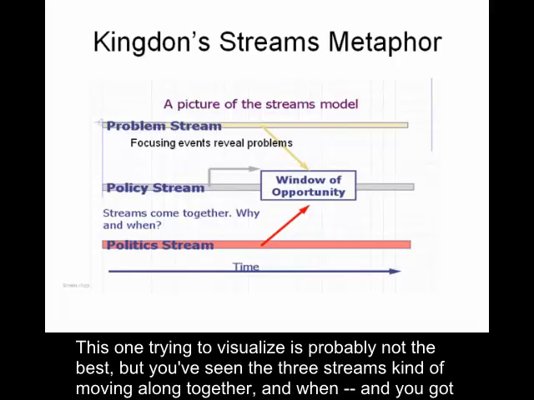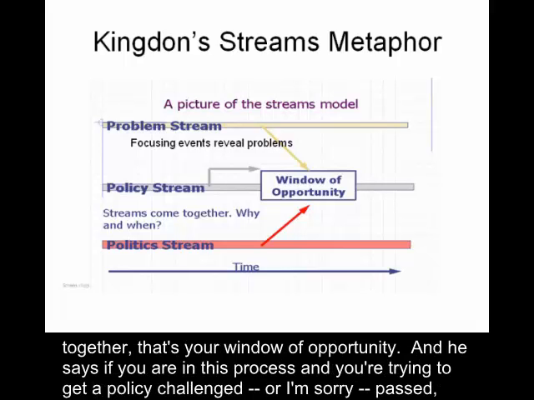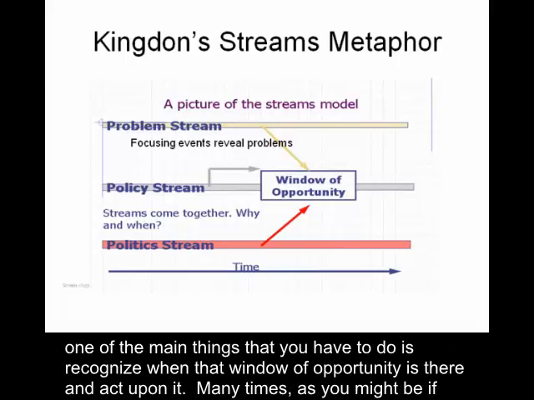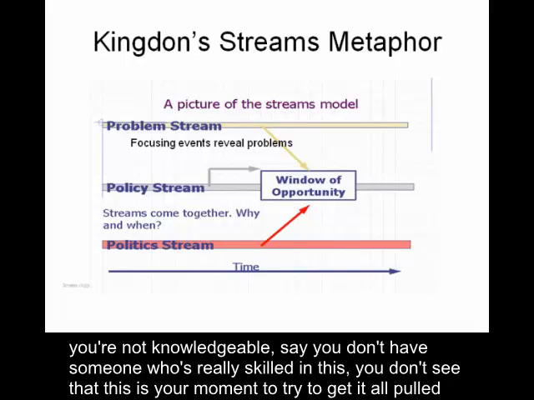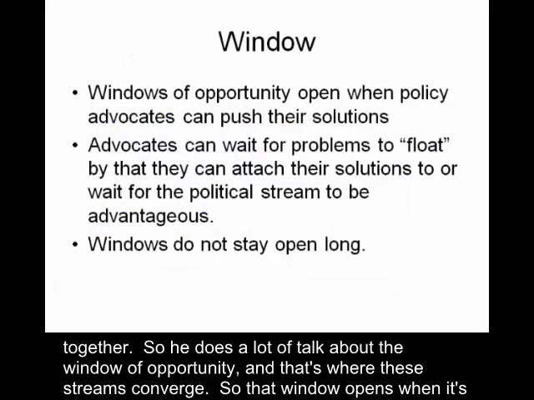Here's one trying to visualize it. It's probably not the best, but you see the three streams moving along together, and you've got time along the bottom. So all of this is going over what we know to be a significant amount of time. But what Kingdon then says is that when all of these come together, that's your window of opportunity. And he says, if you are in this process and you're trying to get a policy passed, one of the main things you have to do is recognize when that window of opportunity is there and act on it. Many times, if you're not knowledgeable, say you don't have someone that's really skilled in this, you don't see that this is your moment to try to get it all pulled together. So he talks a lot about the window of opportunity, and that's where these streams converge.